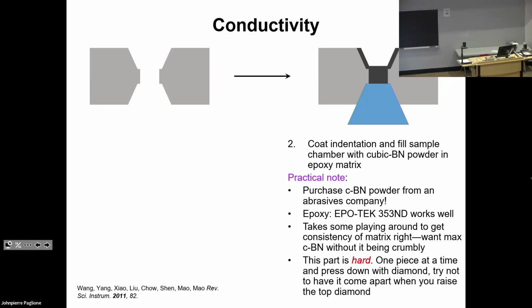Okay, so this part is really hard. It takes patience. Putting those little bits in, pressing it down, and not having chunks of it come up with the top diamond when you pull that back off. That happens all the time, and so maybe bring some chocolate along with you to keep your mood up.